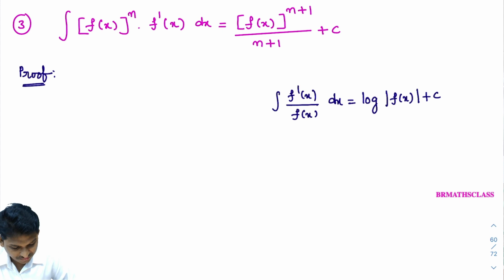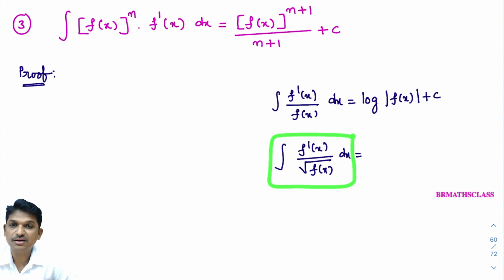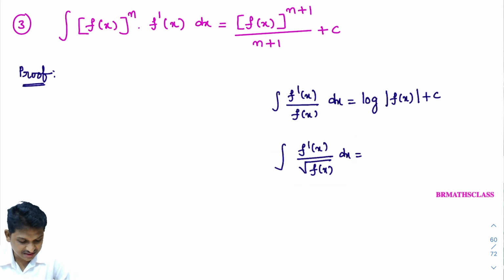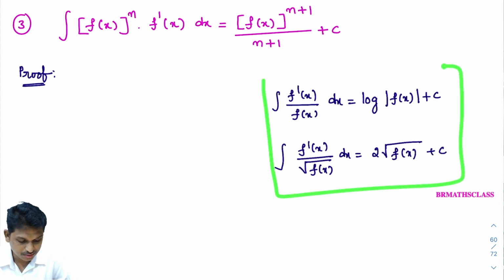Now, second formula, integral of f dash of x divided by root f of x dx. Last class, we derived this result also. When given integral is of this form, integral of f dash of x divided by root f of x dx, then its answer is 2 root f of x plus c. So these type of problems we did in last class. These two formulas we learned in model number 3.